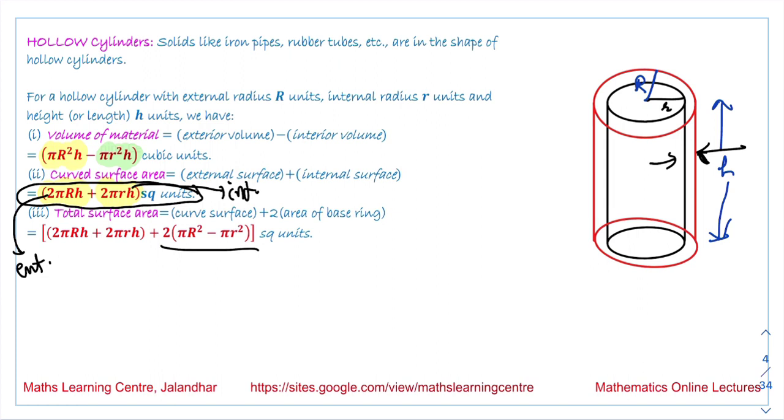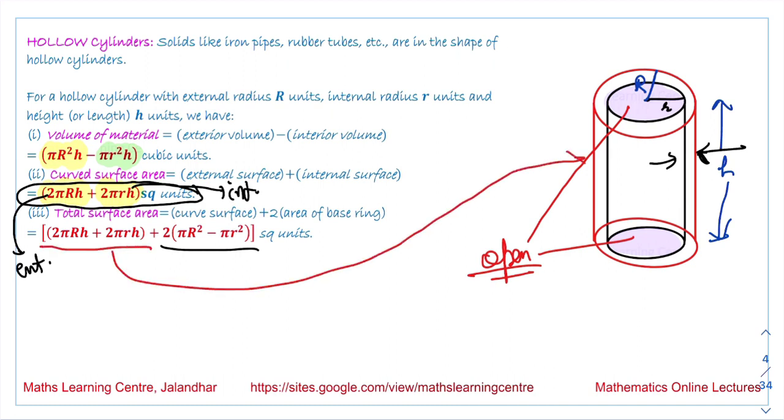We are talking about the hollow cylinder, it means this portion over here and this portion over here. These two portions are open, they are not closed. So this is the curved surface area, this outer portion and inner portion, the curved area from inside and outside. Then we have to calculate the area of this circular portion and the area of this circular portion. These two areas we are talking about.